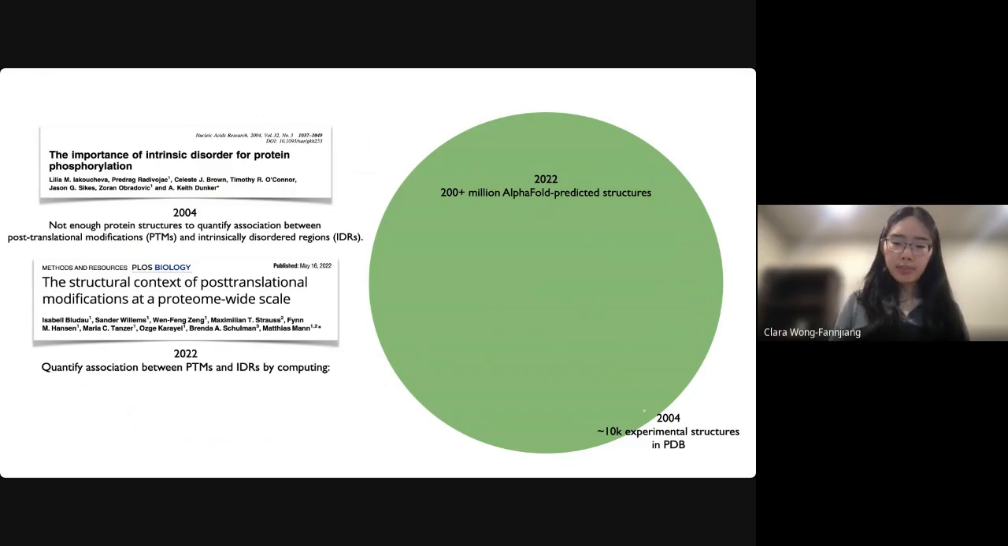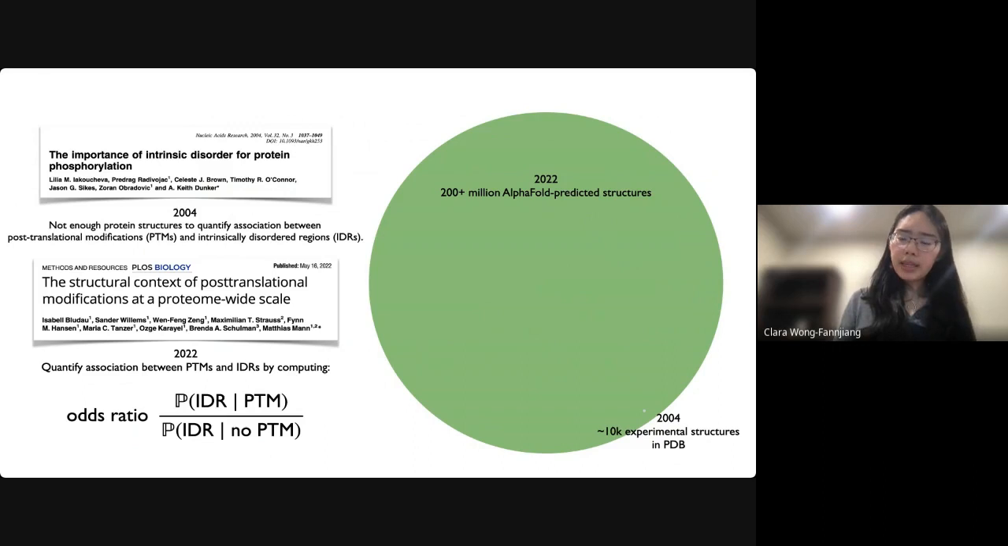And they did this by computing this odds ratio. So this is the probability of being in an intrinsically disordered region, given that there is a post-translational modification, or PTM, divided by the probability of being in an IDR, given that there's no PTM. So this odds ratio is just a standard way to quantify association between two binary random variables. You can think of it like a Pearson correlation coefficient, but just for binary values. So if the value of this is greater than 1, that tells you these things are positively correlated. And if it's less than 1, they're negatively correlated.